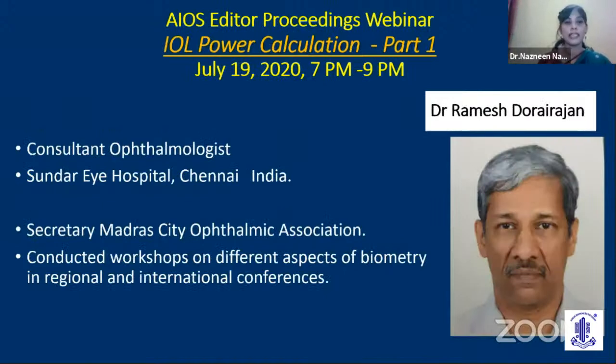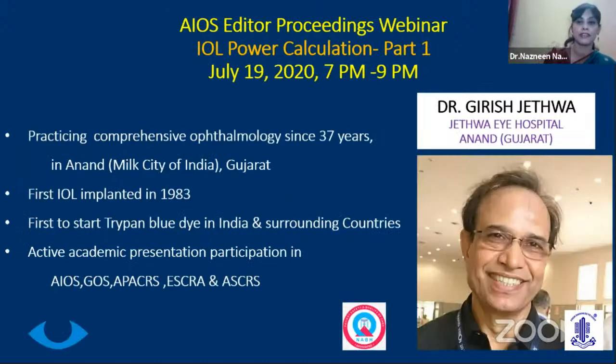Dr. Ramesh Dorairajan is the senior consultant ophthalmologist at Sundar Eye Hospital, Chennai. He is the secretary of the Madras City Ophthalmic Association, and he has conducted several workshops on different aspects of biometry in regional and international conferences.